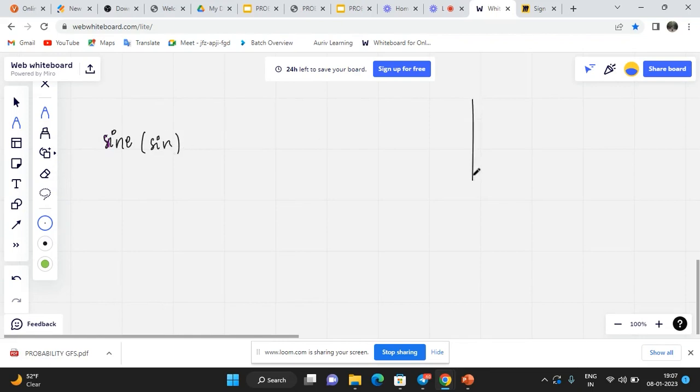Now, for example, this is a right angle triangle, right angled at B, ABC. Suppose I have taken this angle as the angle of reference. So sin theta is the relationship between the perpendicular and hypotenuse of a right angle triangle. So perpendicular divided by hypotenuse is equal to sin theta.